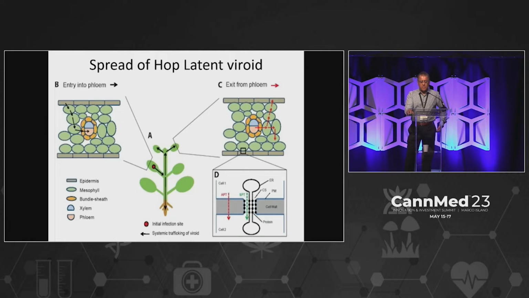So this is what we know about Hop Latent Viroid, is that it moves systemically inside the plant through tissues that are called the phloem. The phloem is basically the plumbing system in the plant. And so when you've got something in the roots, the plumbing system will make sure that that viroid moves up into the leaves and, of course, into the flowers.